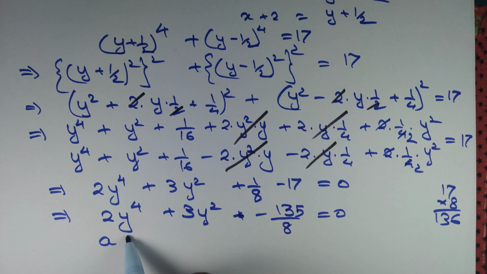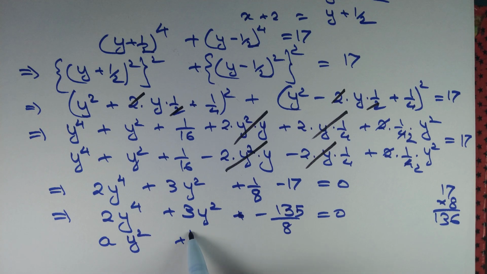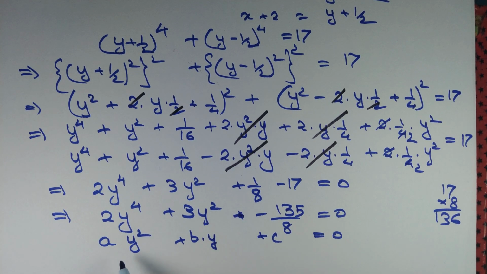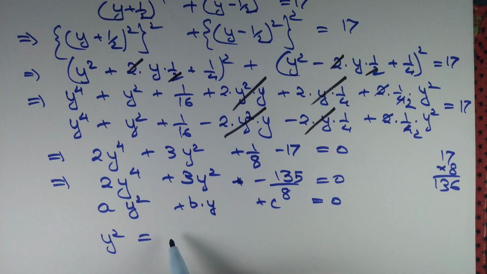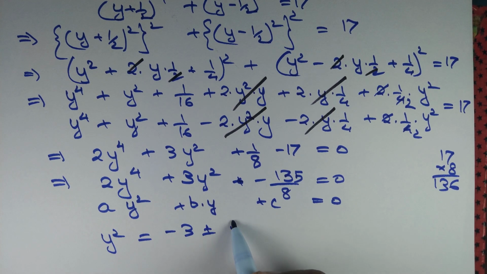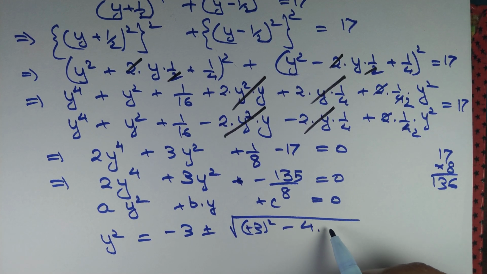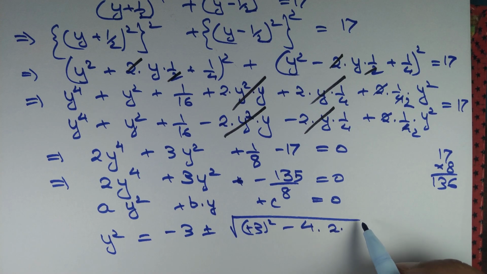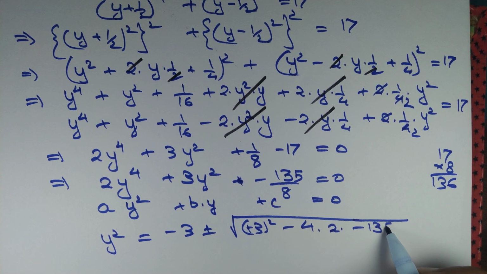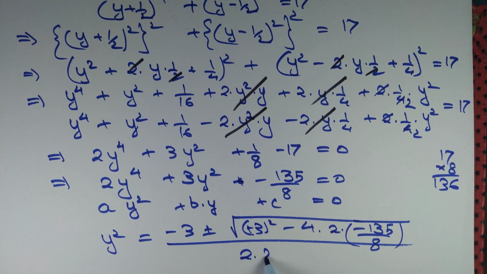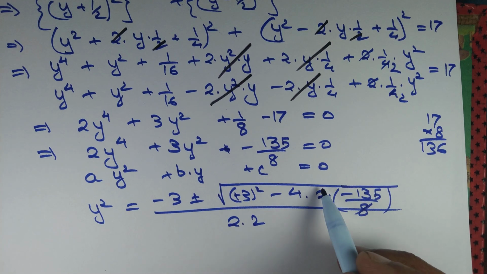If we have a y square plus by plus c equal to 0, then roots are given by, but here, instead of y, we have y square. So y square equal to minus b, so minus 3 plus minus root over b square, so my plus 3 whole thing square minus 4 into a is 2 into c. C is minus 135 by 8. Divided by 2a, that's 2 into 2. Oh, 8 is getting cancelled.